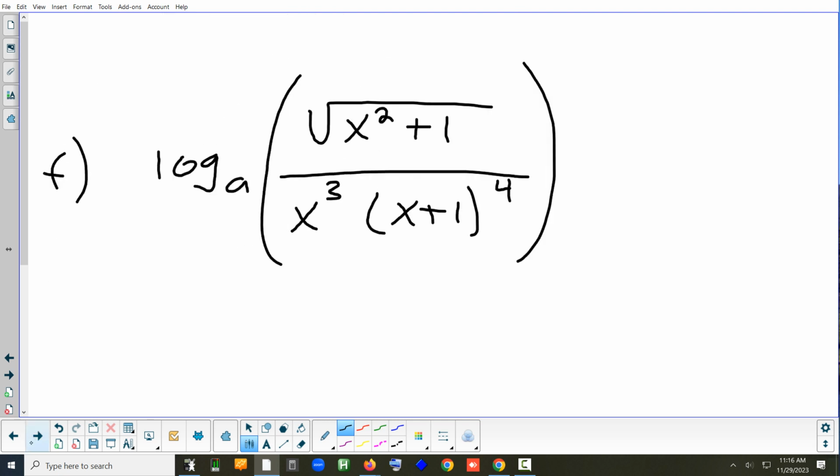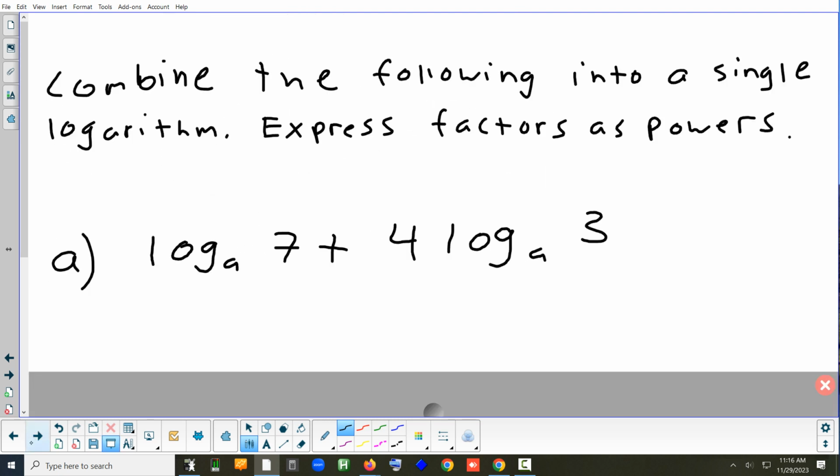Okay. So now, let's try the reverse. Sometimes when you see a problem like this in the book, it may say off to the side, a is greater than zero. That just means we're not dealing with imaginary logs. It doesn't change how we're going to do this at all. It's just letting you know that none of your variables are negative, because if they were, it would be imaginary.